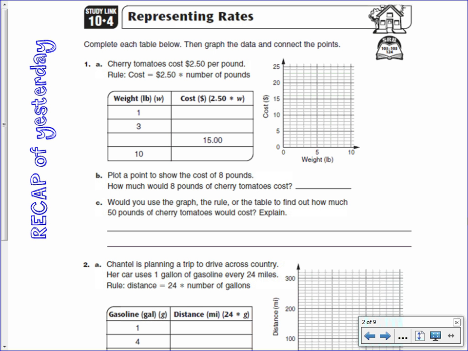So, they were nice, and they gave you the rule, right? $2.50 times the weight, or how many pounds it is. Some of you, where I think you were getting a little confused, is you were almost thinking too hard about it. Okay? They give you the equation.